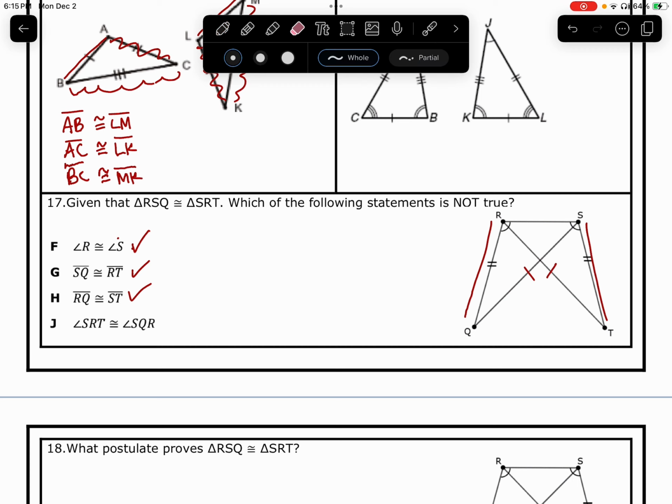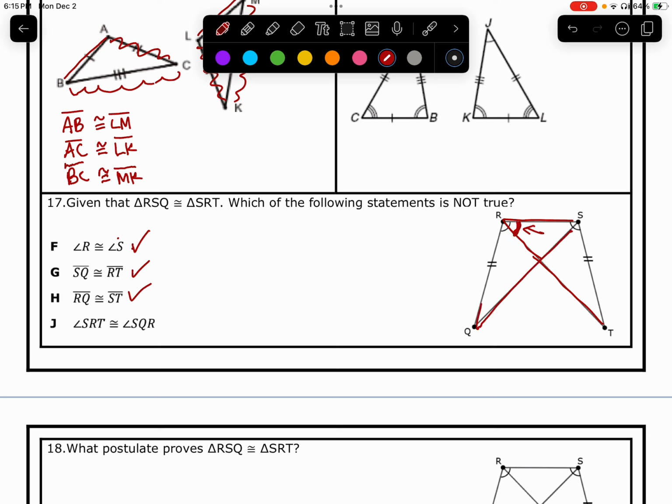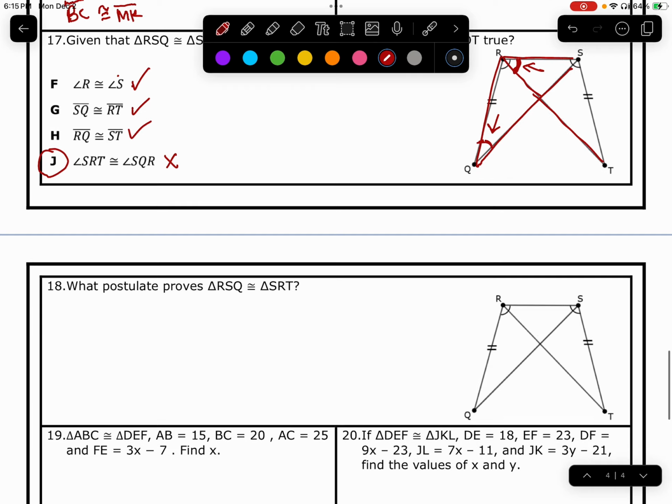Angle SRT. So let me erase all of this so we can start fresh. Angle SRT. So that's this angle here. Is that congruent to angle SQR? SQR. That's this angle here. No, those two angles are not the same. All right, let's go ahead and try number 18.